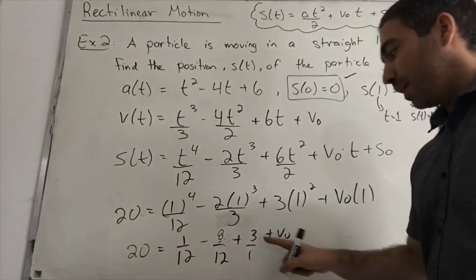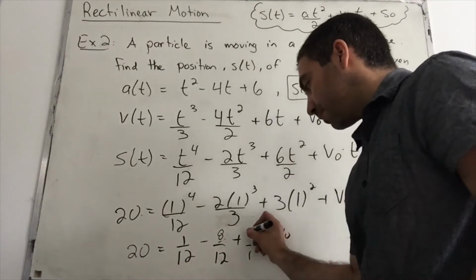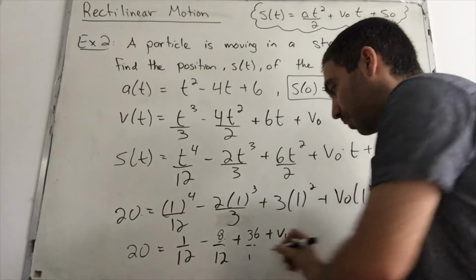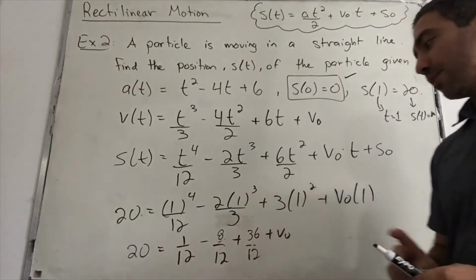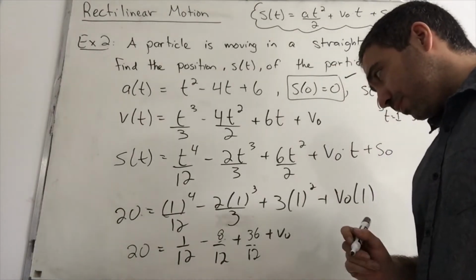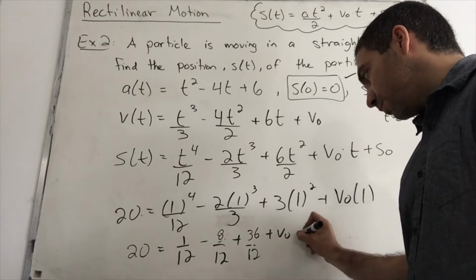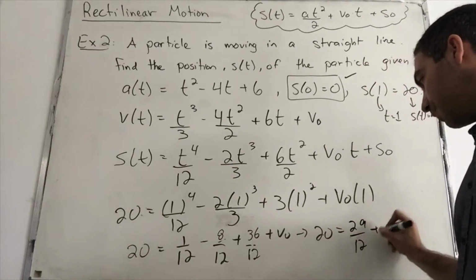Okay, and here we're going to multiply the top and the bottom by 12. 3 times 12 is 36, and on the bottom we just have 12. Okay, so we have 1 minus 8 plus 36. That gives us 29 on 12. So 20 equals 29 on 12 plus V0.